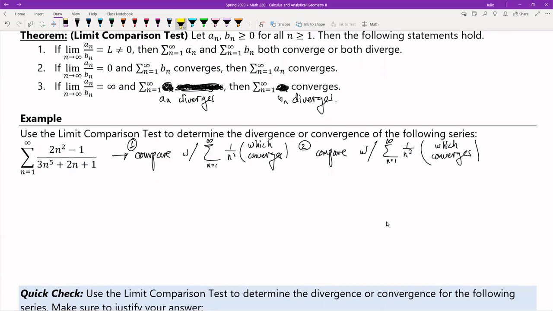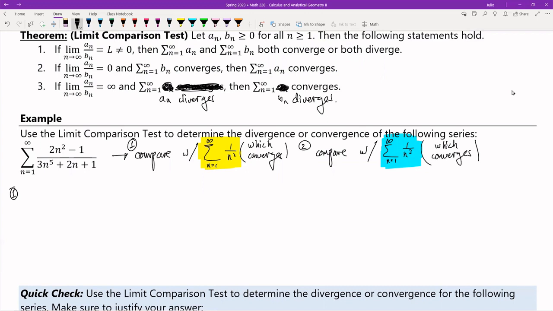Let me color code these really quick. The first one is the comparison with this one, and the second one is the comparison with this one. I want everybody to see already that both the yellow one and the blue one converge. Now, let me do the computation for both. I need to do a limit. The first one, number one.